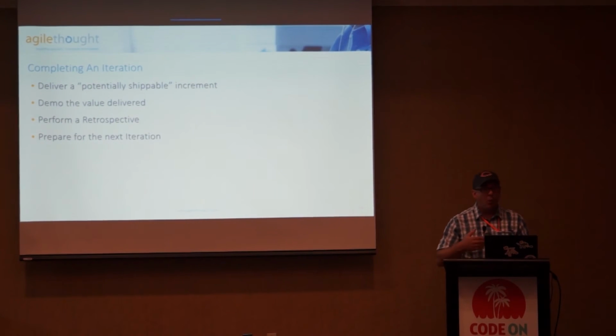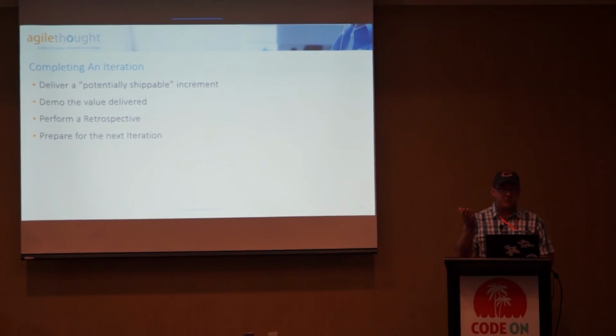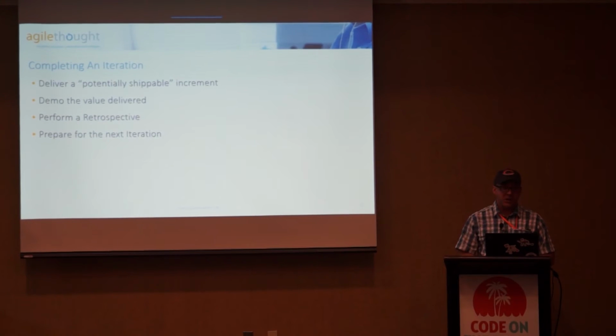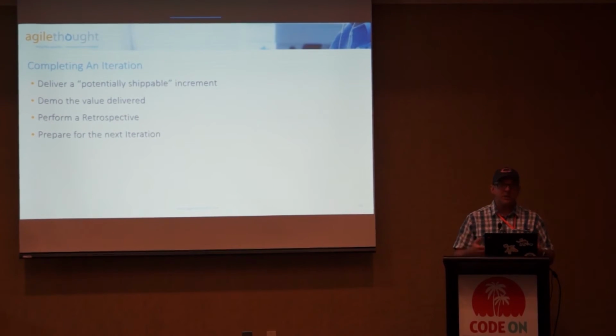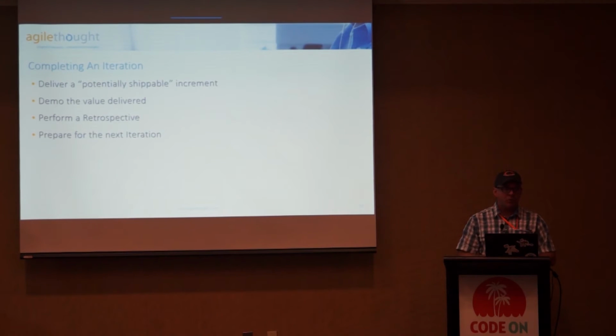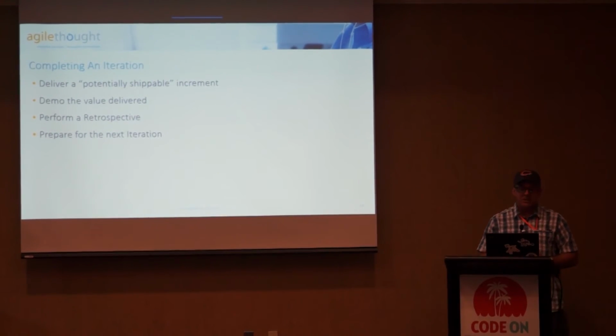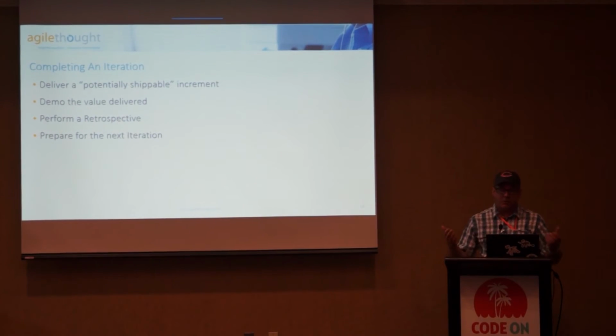Then once we're done and we have our potentially shippable piece of software, we go and demo that value to the organization. Now, people call it a sprint demo. It's really not a demo. It's a sprint review, okay? If you're going by the book, it's called a sprint review. In a sprint review, you go through and talk about what you've done. You can show and demo what you've done, but if you look at the book, it's actually a sprint review. Then you go and perform your retrospective.